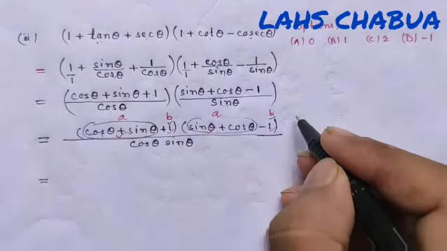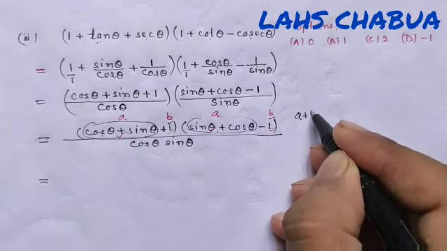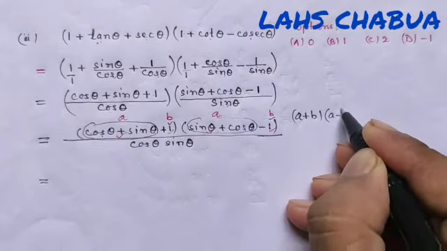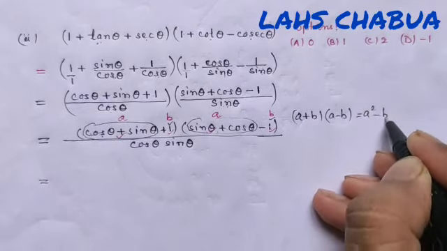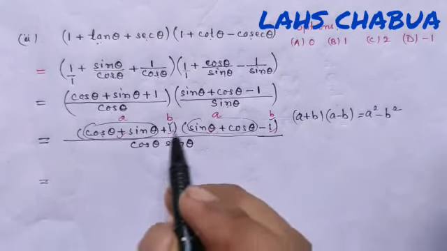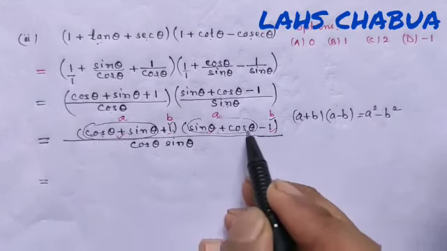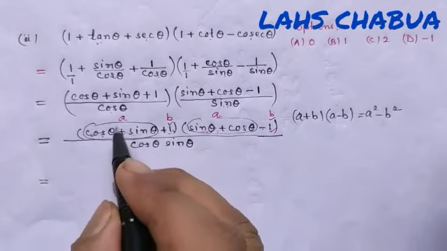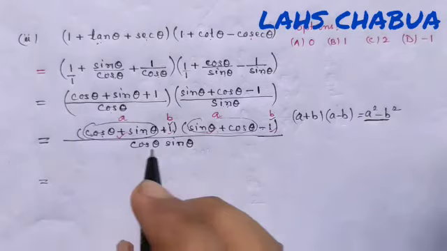We are applying the algebraic identity here. In place of A plus B into A minus B, we can write A square minus B square. So in this step we are applying the algebraic identity. Since the numerator part exists in this form, A plus B, A minus B, what is our A term? Our A term is cos theta plus sin theta. So we are going to write in this form. In the next step, A square minus B square.